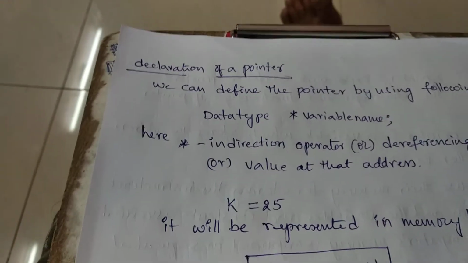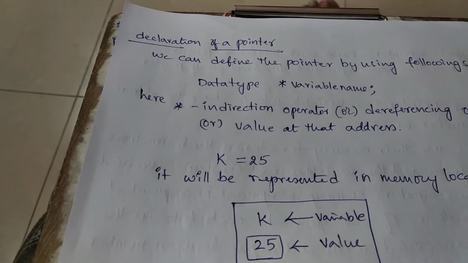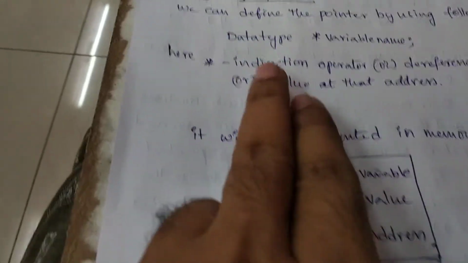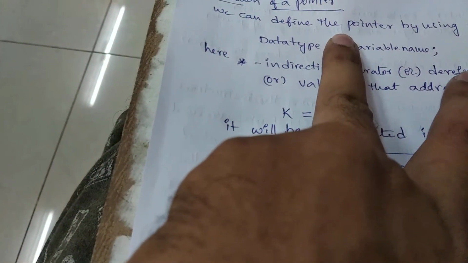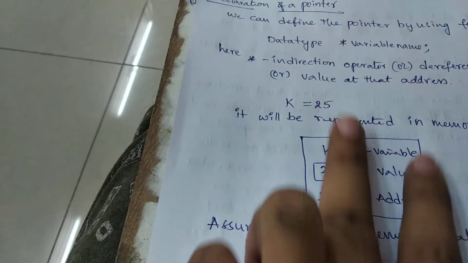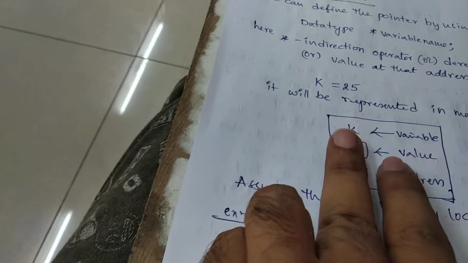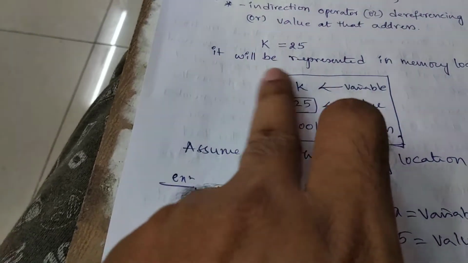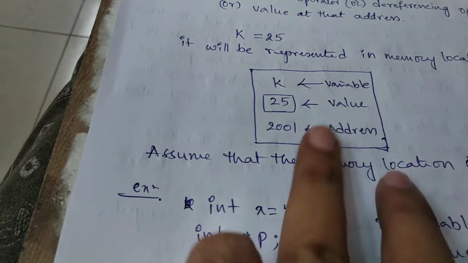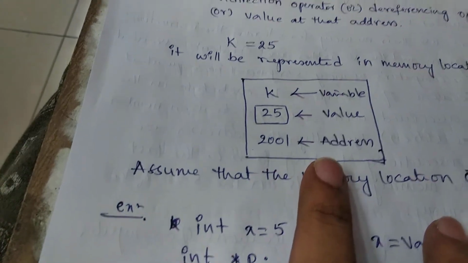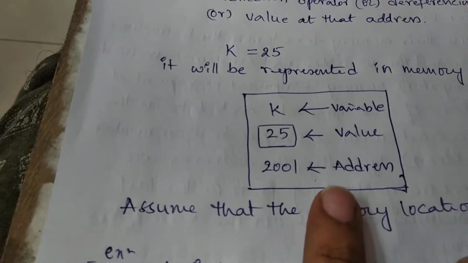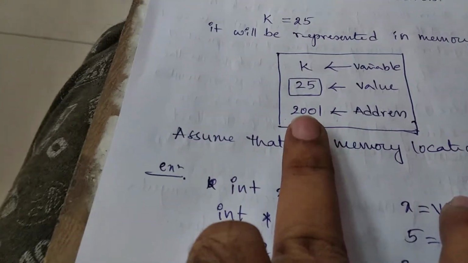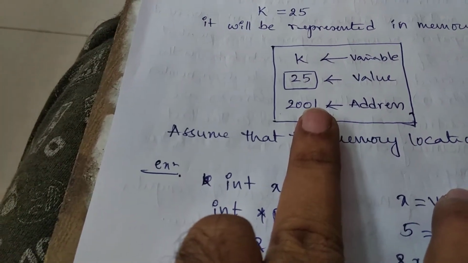Here, we can declare a pointer by using the following syntax. Generally the data types are declared like this: data type, and if you remove the star, that means it is a normal data type variable. The general syntax is k equals 25. Here k is a variable name and 25 is the value. It will be represented in the memory location like this: k is a variable, 25 is the value, and 2001 is the address. I'm assuming the memory location is 2001. It may differ from one memory location to another.